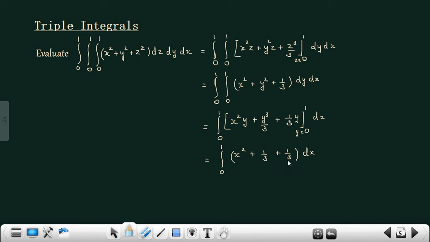So x squared plus 2 by 3 dx. Then we integrate with respect to x, and we get x cubed by 3 plus 2 by 3 into x, where x varies between 0 and 1. Therefore, this is 1 by 3 plus 2 by 3, and the result is 1. That is the method to integrate triple integrals. Here note that all the limits of integration are constant limits of integration. If they are variables, then also we can do the same procedure.